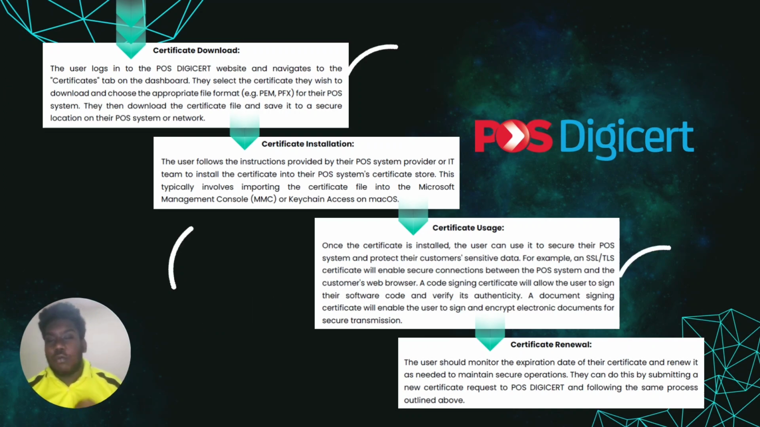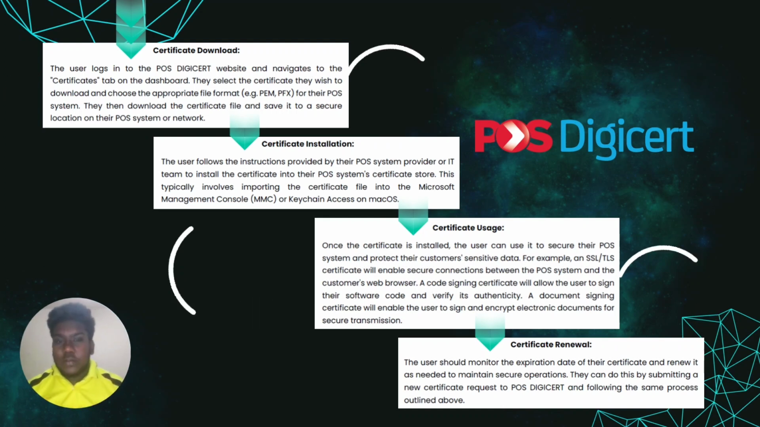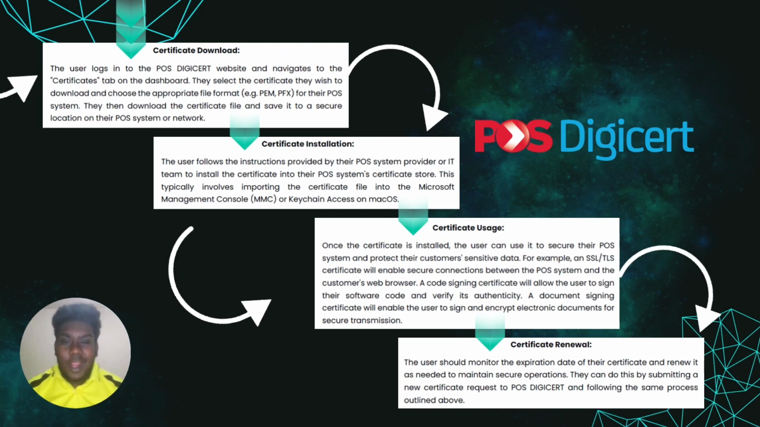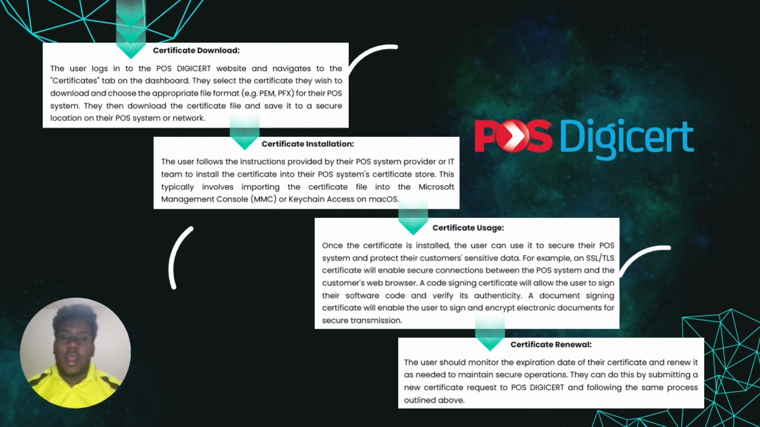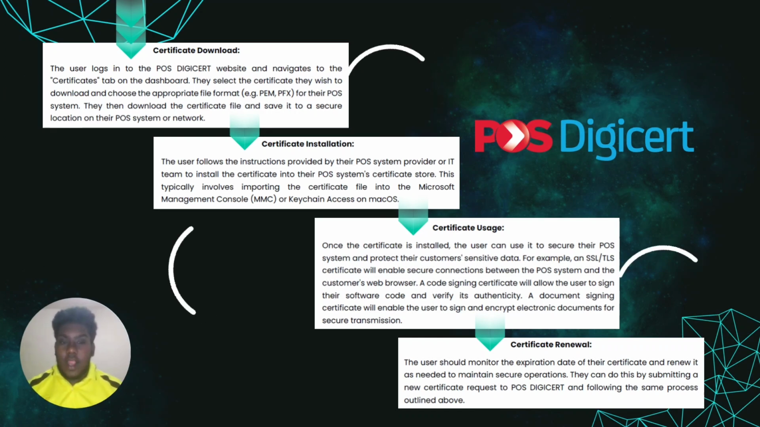Okay, now the certificate usage flow, where once the certificate is installed, the user can use it to secure their post system and protect their customers' sensitive data. For example, an SSL or TLS certificate will enable secure connections between the post system and the customer's web browser. The code signing certificate will allow the user to sign their software code and verify its authenticity. A document signing certificate will enable the user to sign and encrypt electronic documents for secure transmission.